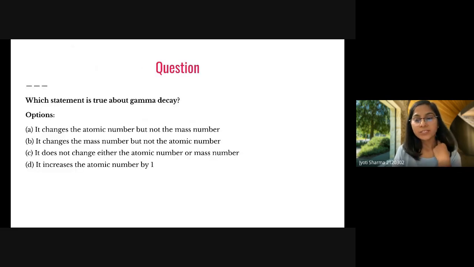Which statement is true about gamma decay? It changes the atomic number but not the atomic mass number. It changes the mass number but not the atomic number. It does not change either the atomic number or mass number. It increases the atomic number by 1. So what do you think? Which statement is true about gamma decay?